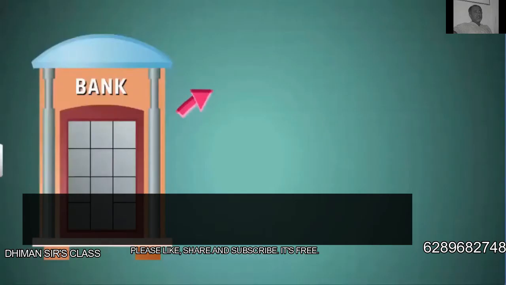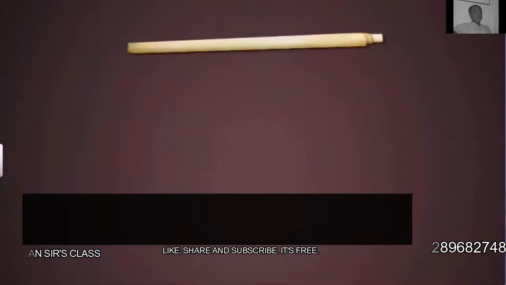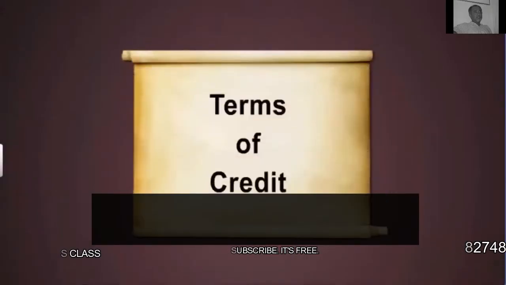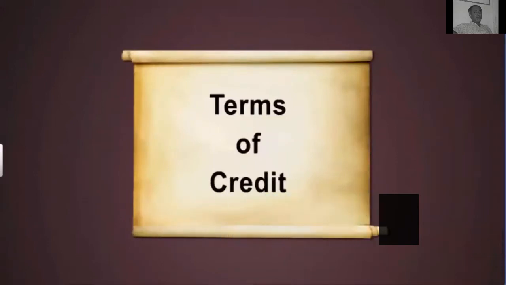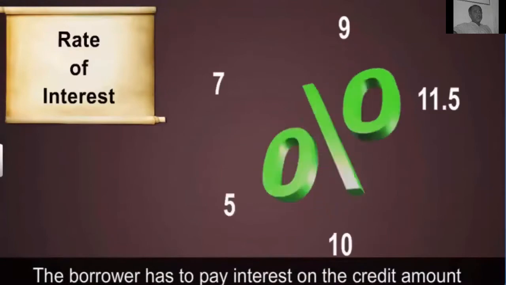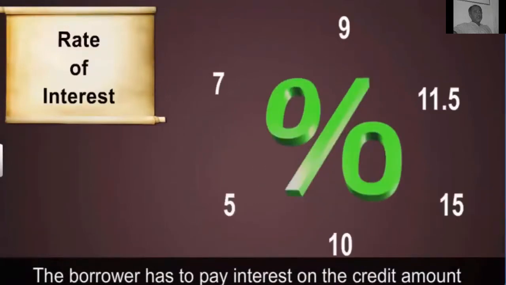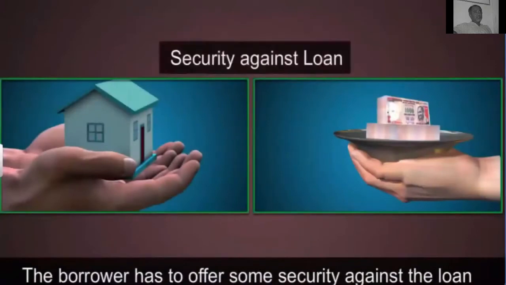The loan given by a bank is also referred to as credit. A loan or credit is subject to certain conditions that the borrower must agree to. These conditions are called terms of credit. The borrower has to pay interest to the lender at a specified rate on the amount taken on credit. A lender often asks for a security against a loan to recover the money in case the borrower fails to repay it. This security is called collateral.